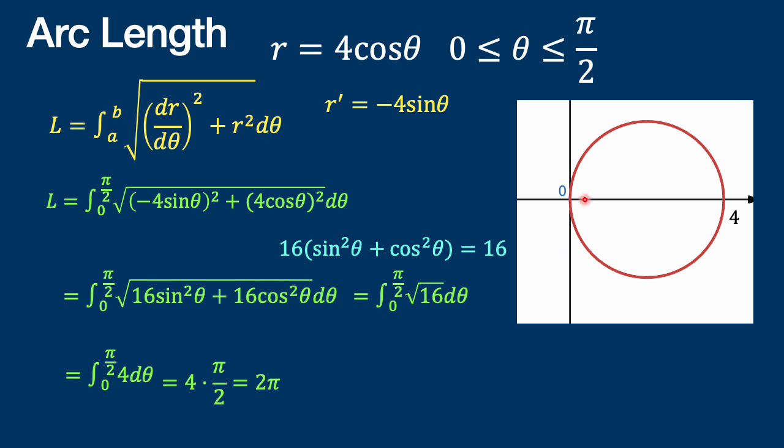Another way to figure it out: this arc length, where r = 4 cosθ and theta goes from 0 to pi over 2, is the circumference of a semicircle. The circumference of the whole circle is 2πr, with r equal to 2, that's 4π. A semicircle is 4π divided by 2, that's 2π. Exactly the same answer.